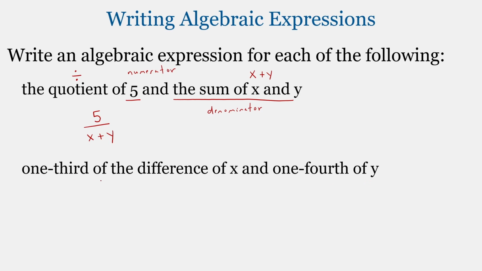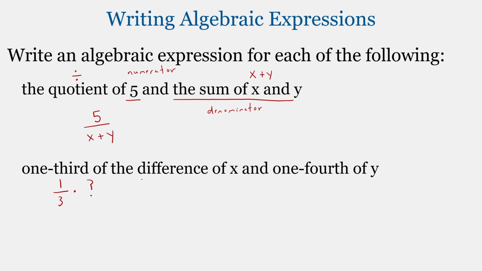Next we have 1/3 of the difference of x and 1/4 of y. So we're going to take 1/3 and multiply it by something. So we have 1/3 of. So that means we're going to multiply something by 1/3. Well, what is that? Well, it's the difference of x and 1/4 of y.